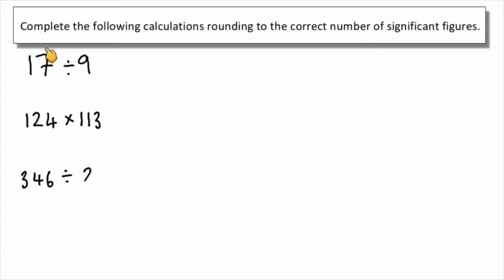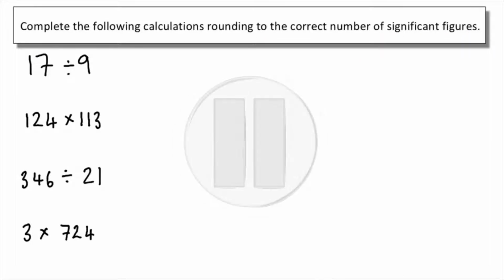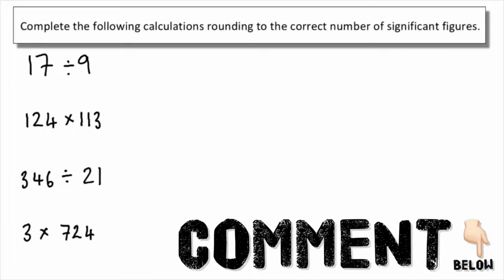So moving on, let's look at this question. Complete the following calculations rounding to the correct number of significant figures. Pause the video here and see if you can figure out these for yourself. Do the calculations and then round your answer to the correct number of significant figures. Write in the comment section below what you think the answers are.